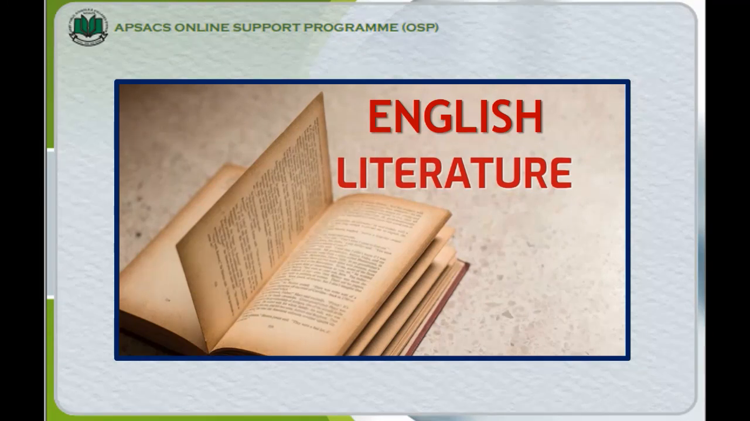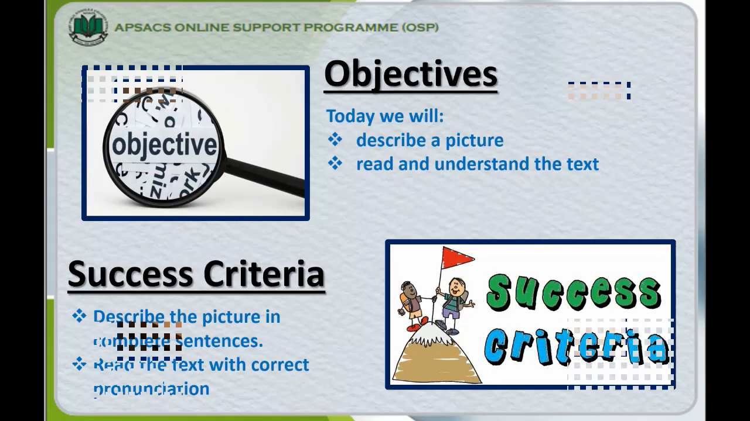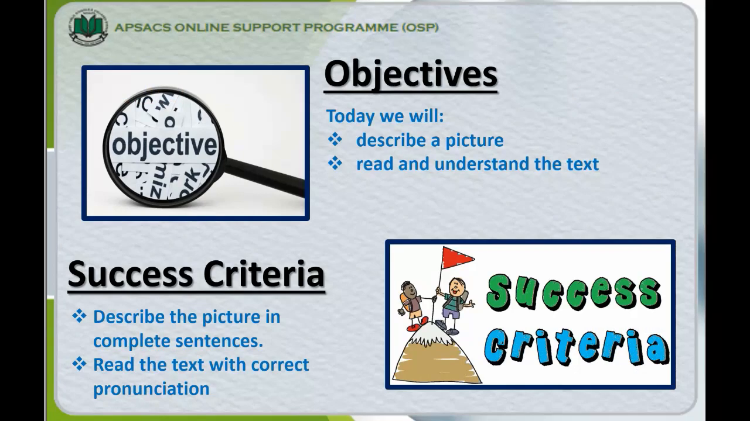This is English literature tutorial. The objectives are: today we will describe a picture, read and understand the text. Success criteria is: describe the picture in complete sentences, read the text with correct pronunciation.